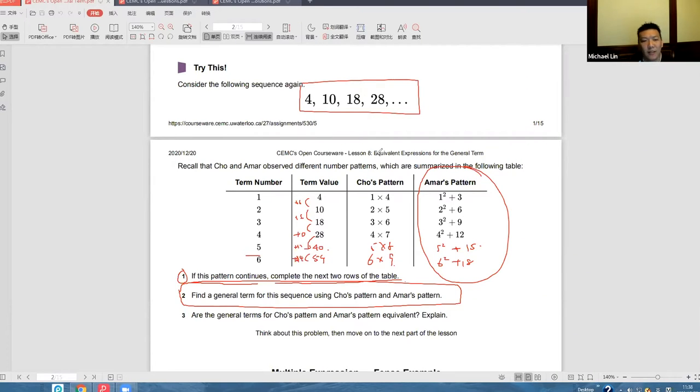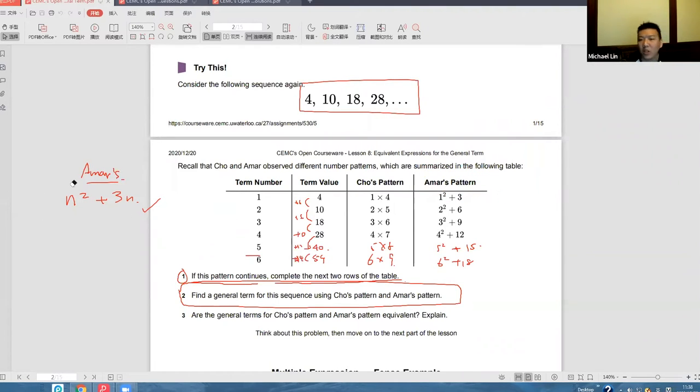Yep, Sherry. Oh, Lydia. N squared plus 3n. N squared plus 3n. I think that's correct. Very smart. And you notice that is because the term for the first one is going to equal n squared. And then for the last term, we multiply 3 by the term number. So this is correct for Amar's pattern. Very smart. So this is Amar's pattern's general term.